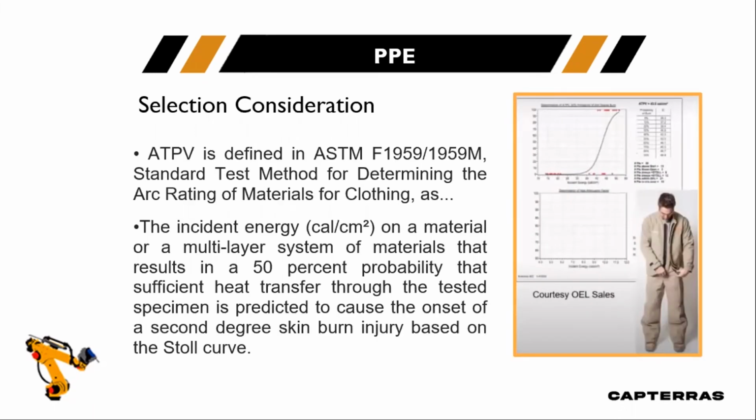ATPV is defined in ASTM F1959/F1959M, the standard test method for determining the arc rating of materials for clothing, as the incident energy on a material or a multi-layer system of materials that results in a 50% probability that sufficient heat transfer through the tested specimen is predicted to cause the onset of a second-degree skin burn injury based on the Stoll curve. In the image, we can see the graphic that represents a skin burn injury.